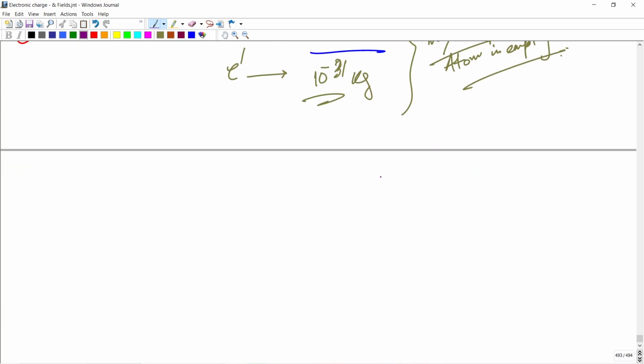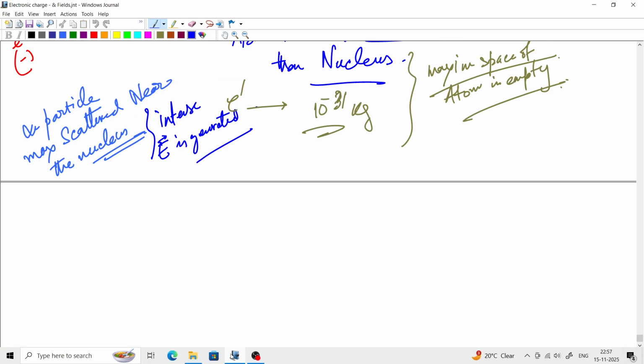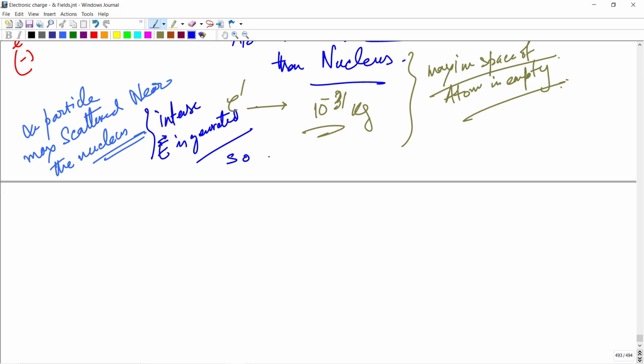The alpha particle is maximally scattered near the nucleus, because an intense electric field is generated there. So the scattering angle is more.